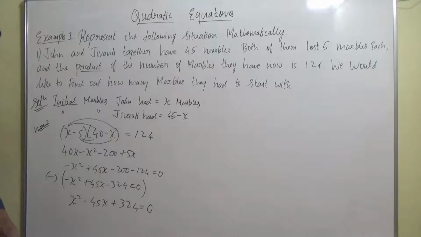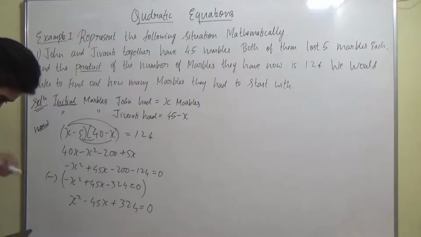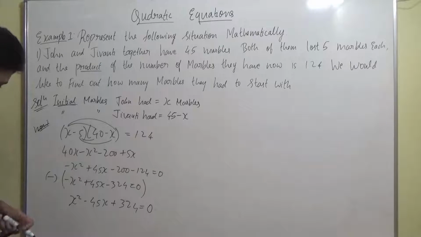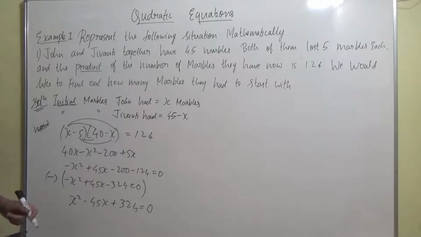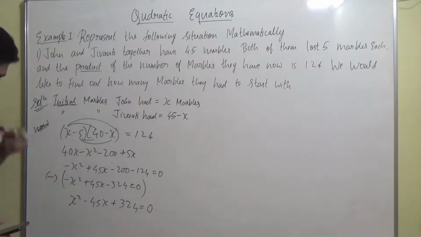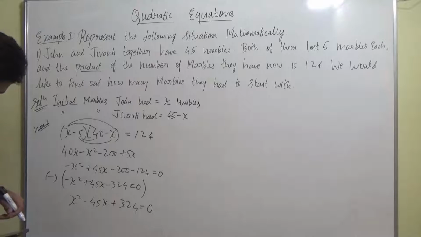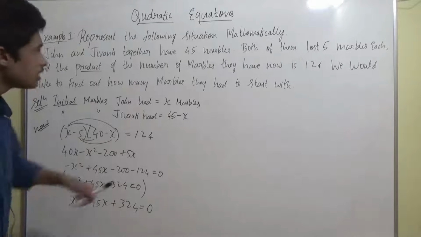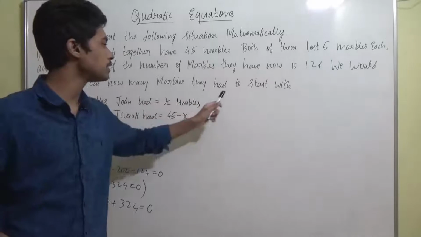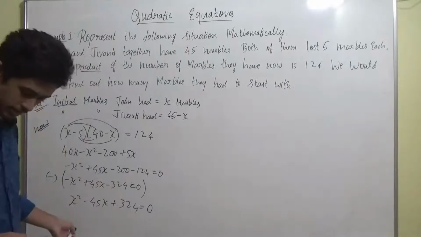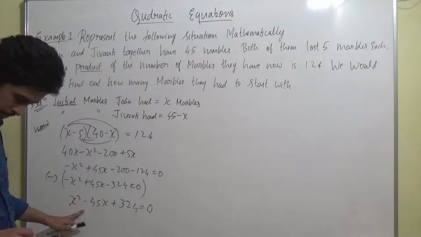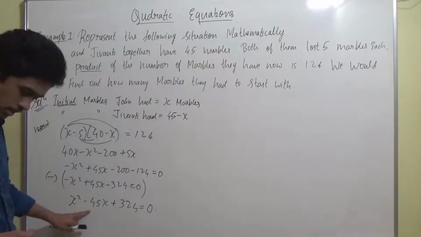Okay, do we have to solve this as well? Just a minute, guys, let me see. Whether we have to solve this or leave it in this step itself. In the question it says, how many? Which means we have to find the value of x. Actually, guys, in the question they have said to find out how many marbles they had to start with. After getting this equation, this equation is absolutely correct.